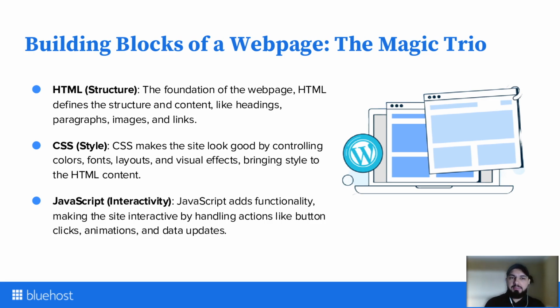So if you have a heading on the page, or a title, HTML will have that title and the content of it. And then CSS will make it bold, make it your favorite font or your favorite color. And JavaScript, or interactivity, basically adds functionality, making the website interactive by handling actions like when somebody presses a button, or an animation or data update.